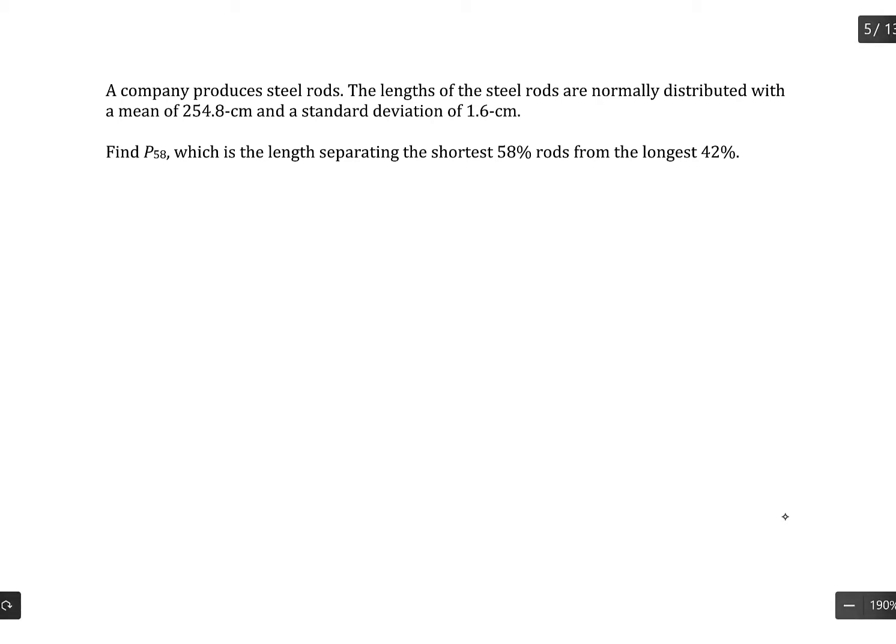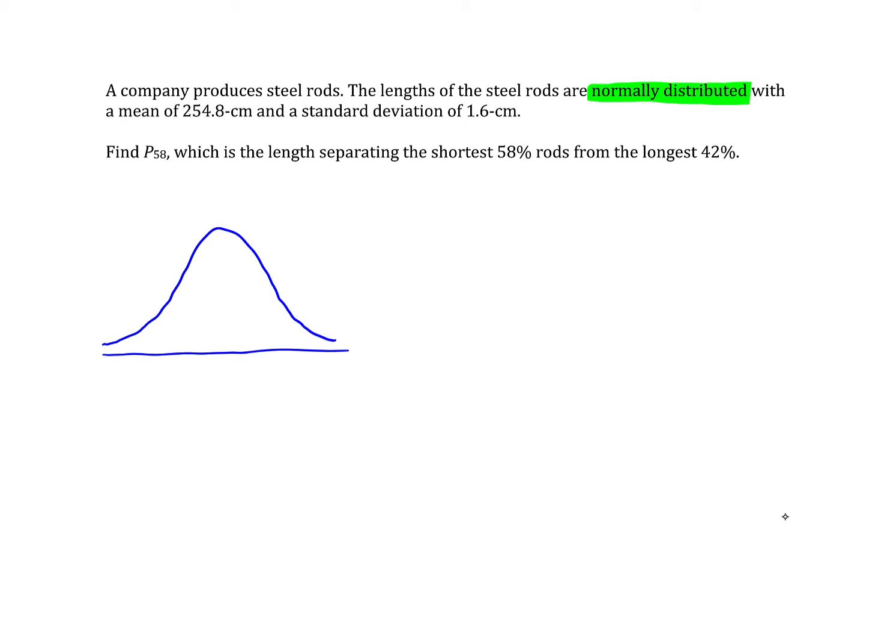The first thing I notice while reading this problem is that I have a set of data that is normally distributed. And that ultimately guides me in choosing a method of solving the problem in the end. But it's a great idea to organize the information based off of that knowledge. And the best way to do that is to draw a bell-shaped curve and label it with the pertinent information, which is the mean of the distribution, so 254.8, and the standard deviation of 1.6.